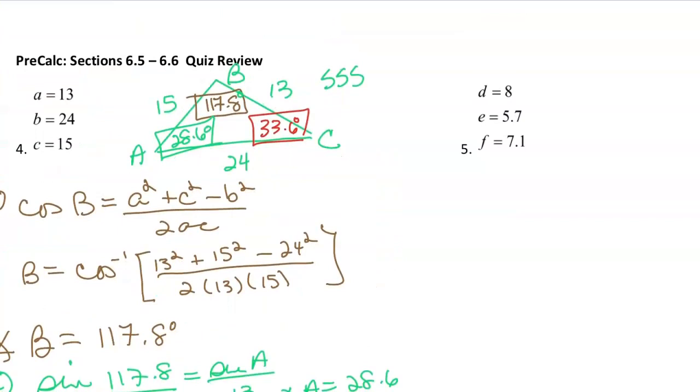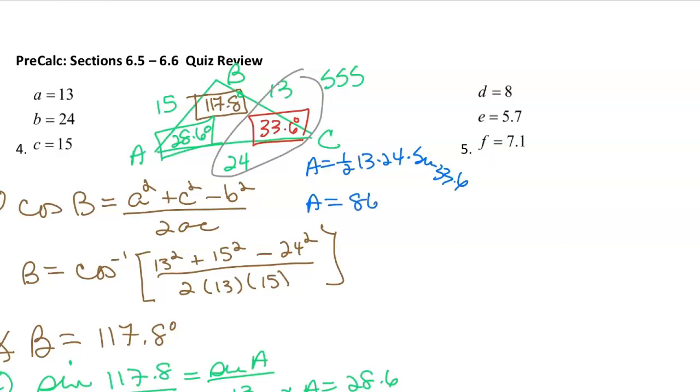Once again, they want the area as well. So let's pick an easy sandwich. I'll pick this sandwich right here. So area is going to equal 1/2 side times side times sine of 33.6. In my calculator, 0.5 times 13 times 24 times the sine of 33.6. You should be doing this as well. And I'm getting 86.3. On my answer key, I picked a different sandwich, and I got 86.2. So you're going to be close depending on what sandwich you pick.